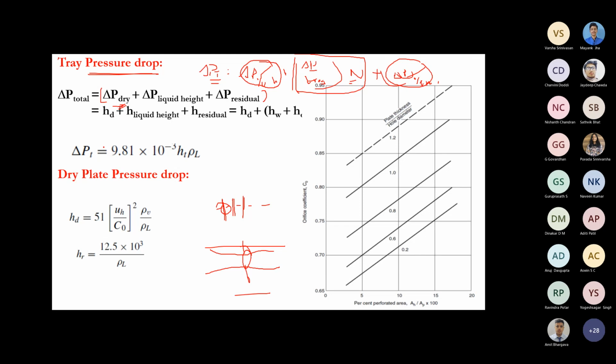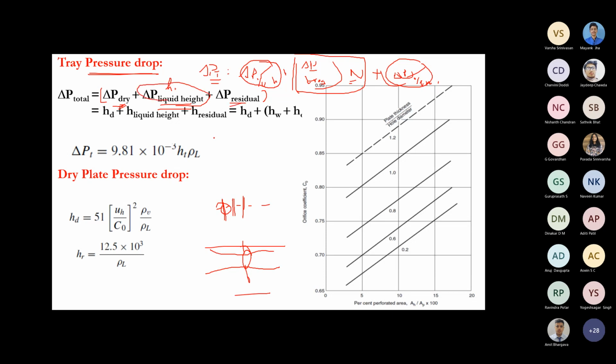Another one is delta P created due to the amount of liquid retained in the column. HW, or you can say HT, is a sum of so many things: HW plus HOW, those things. This is the amount of liquid retained in the column.